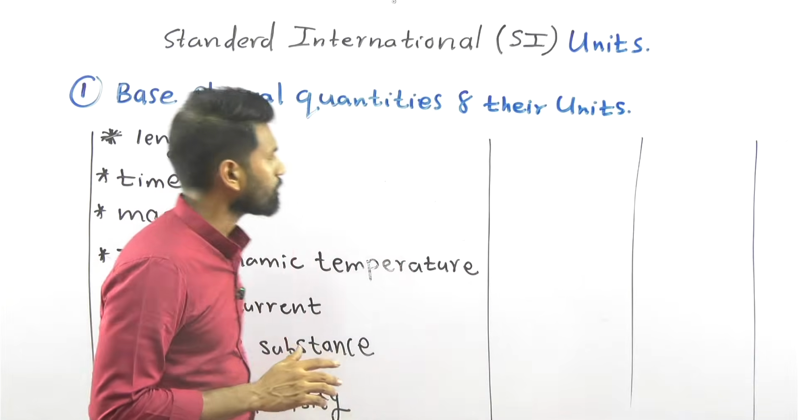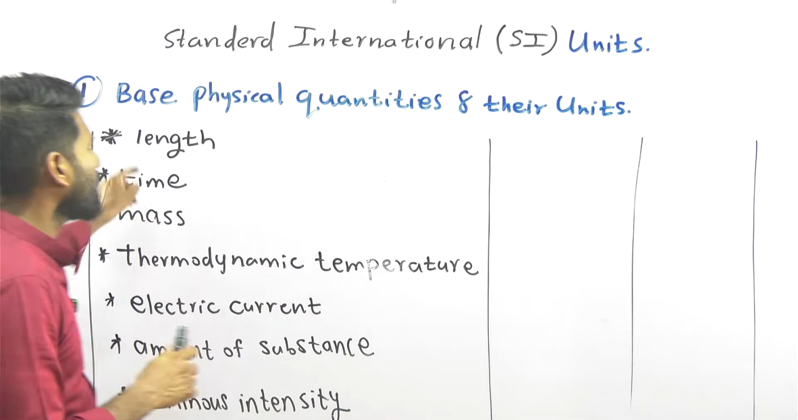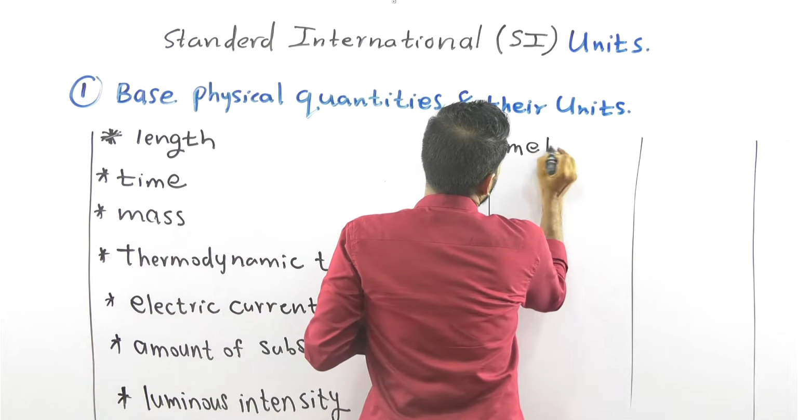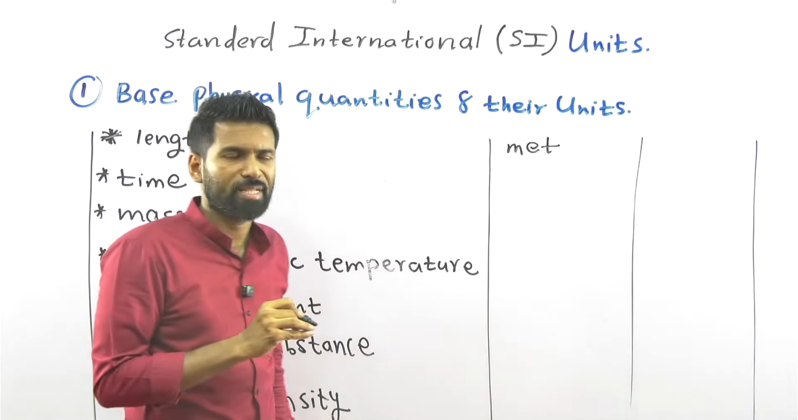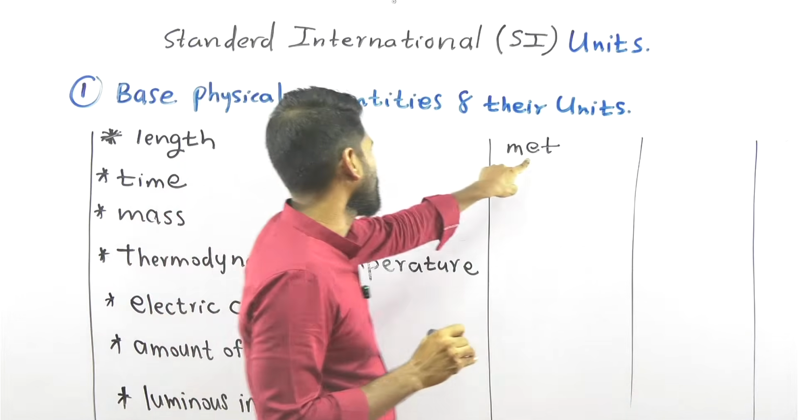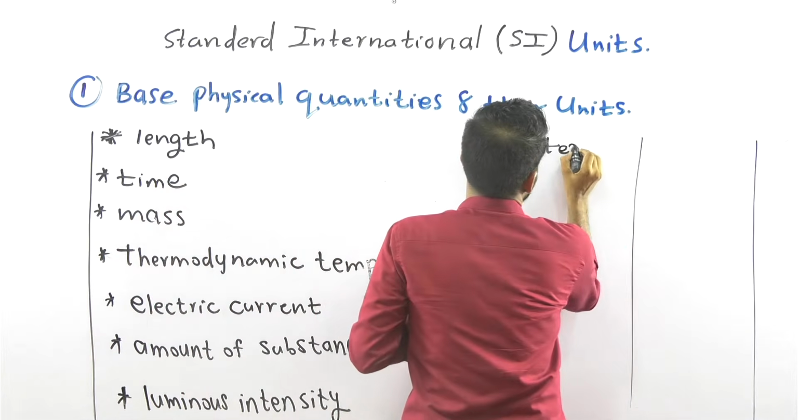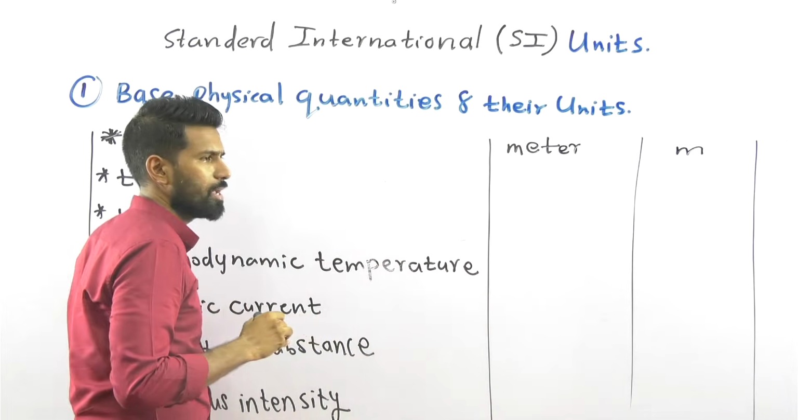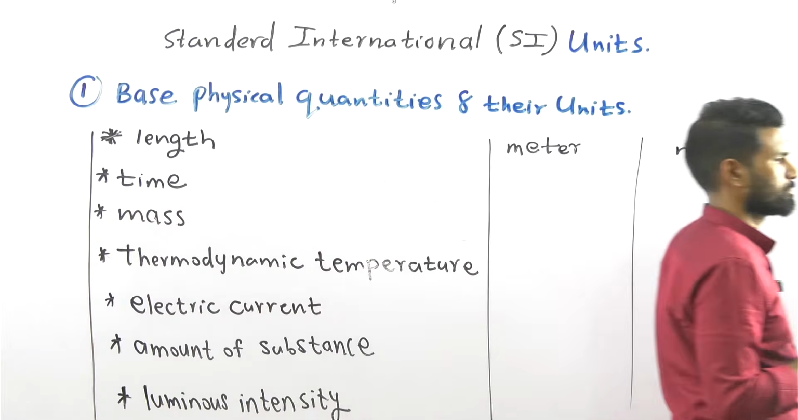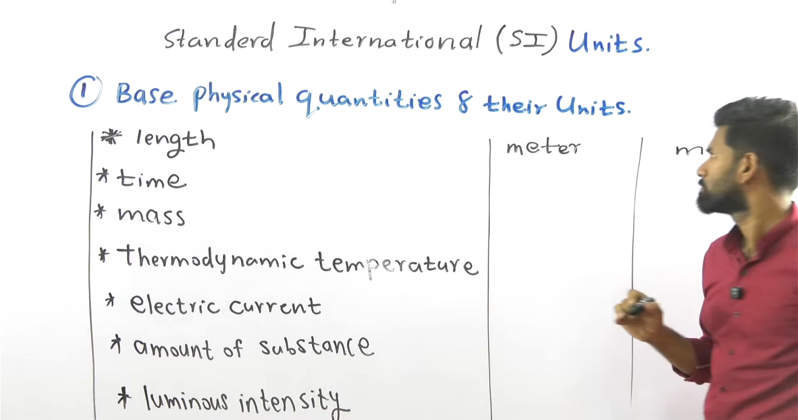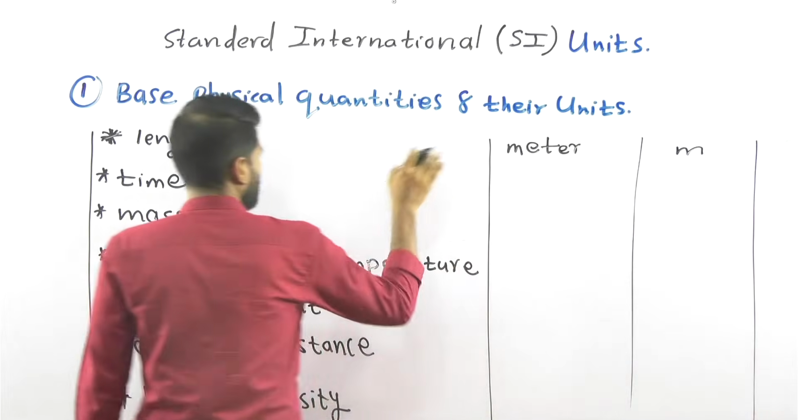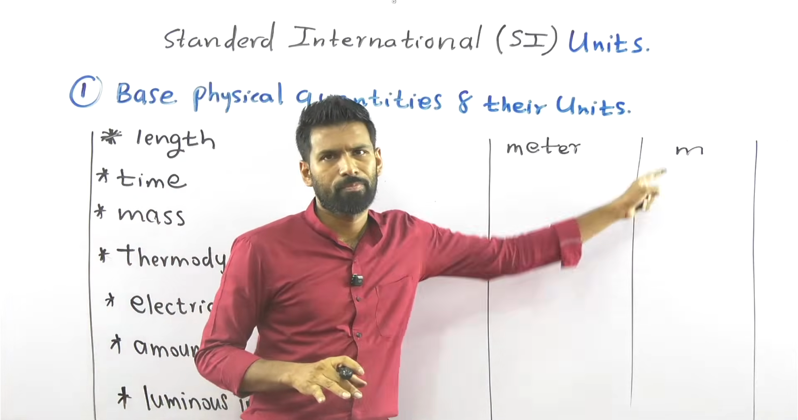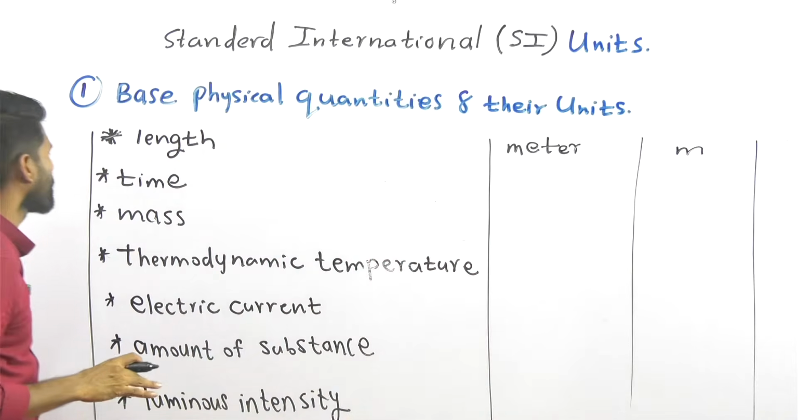Okay. And to measure length, the SI unit is meter. Shall we fill these columns first? Then we'll discuss. To measure length, the SI unit is meter, and the symbol is a simple m.